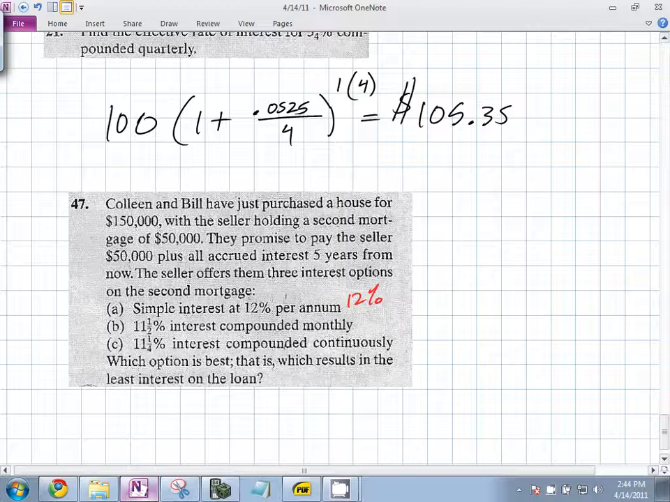B is a lower percentage, but it's compounded more. C is an even lower percentage, but it's compounded even more. So the lower percentage is good, but compounding means it's going to go back up. So you actually have to do it out. Again, does it matter how much you put into the account? No. What you're actually looking at is just this.